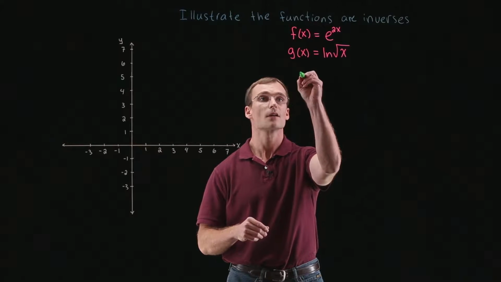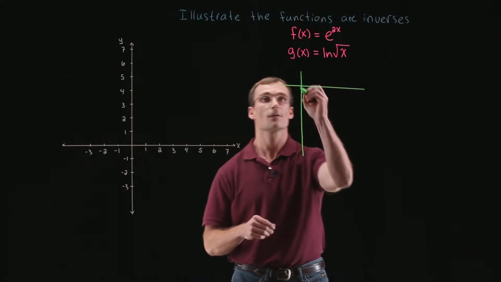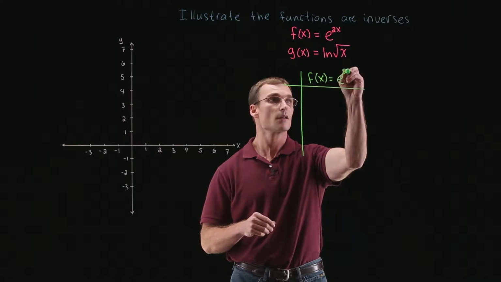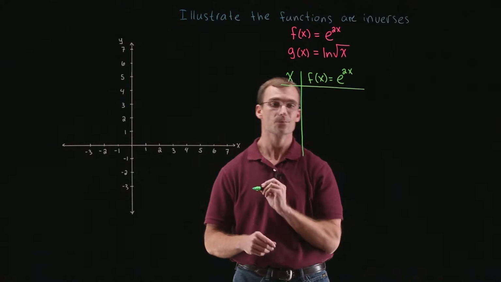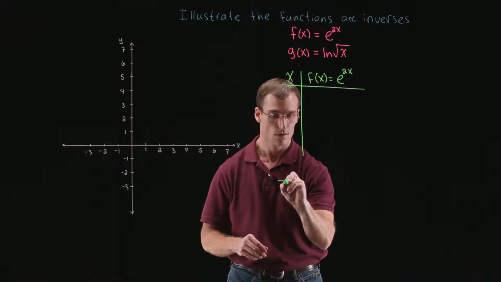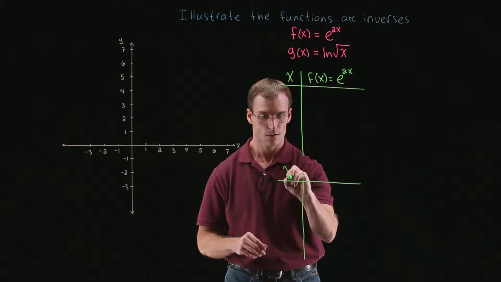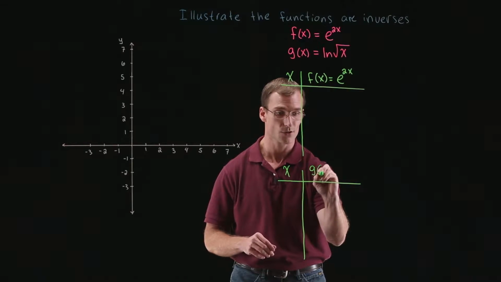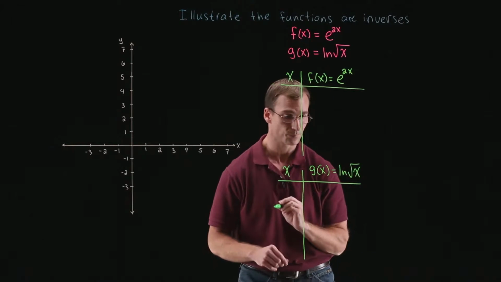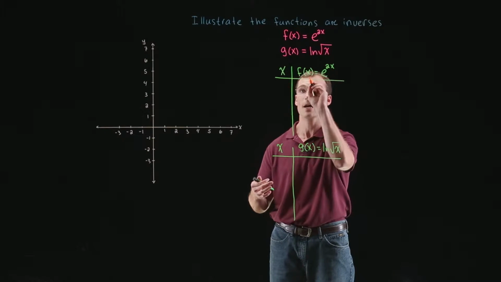So to start with, say for our first function, f of x is e to the 2x, and we'll go ahead and get it set up for our next function as well. So values of x, and for our function g of x is the natural log of the square root of x. So let's take a look at this. So we'll pick values of x.